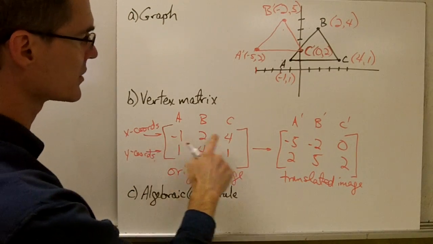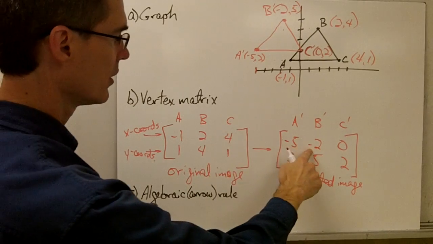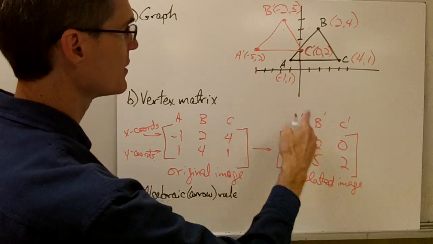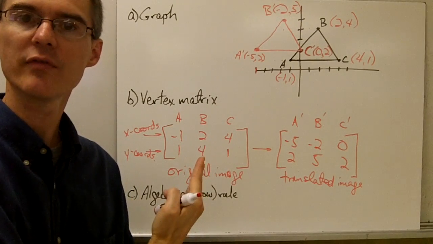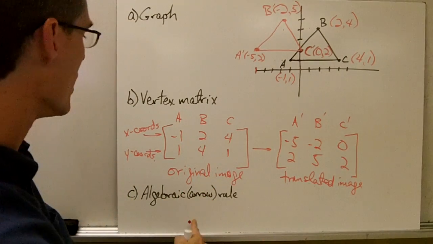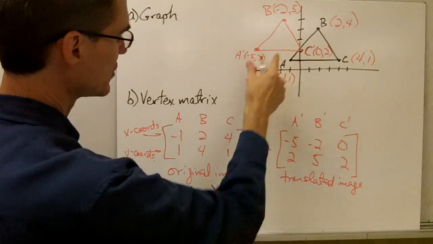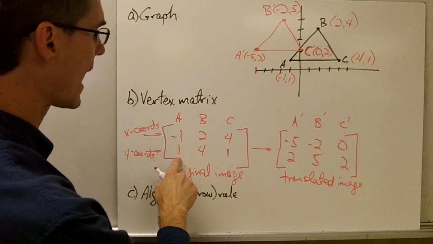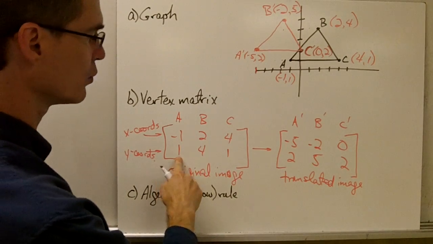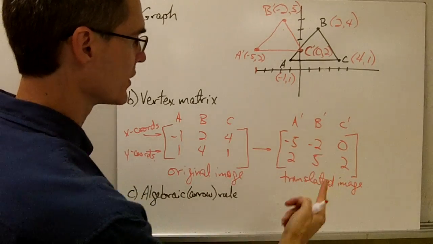So if I take -1 and subtract 4, that gives me -5. 2 minus 4 is -2. 4 minus 4 is 0. So moving to the left 4 means subtracting 4 from my x-coordinate. Well, in the same way, if I move up 1 unit, that means all of my y-coordinates increase by 1 unit. Or I add 1 to each one of my y-coordinates. 1 plus 1 is 2, 4 plus 1 is 5, and 1 plus 1 is 2.